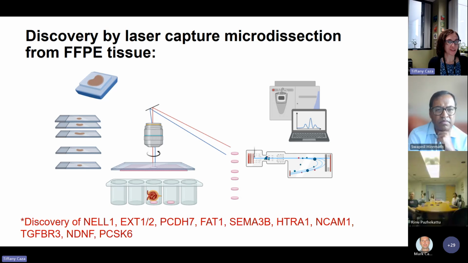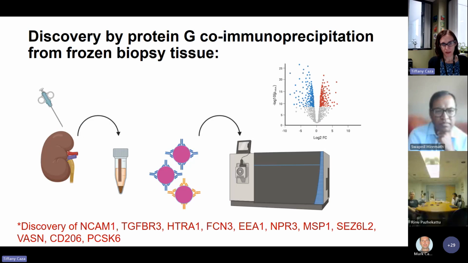But it's not specific to the immune deposits. So you need comparisons to controls of other antigen type as well as other diseases. And this was used to discover several autoantigens that we'll describe further.